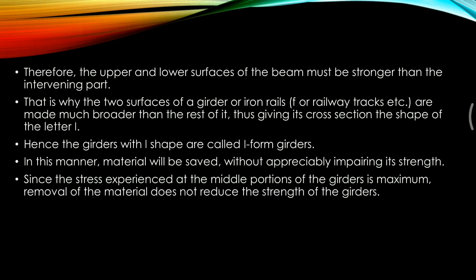That's why the two surfaces of a girder, or iron rails or railway tracks, are made much broader than the rest of it, thus giving its cross section the shape of the letter I. Hence, the girders with the I shape are called I-form girders. In this manner, material will be saved without appreciably impairing its strength, since the stress experienced at the middle portion of the girders is minimum. Removal of the material does not reduce the strength of the girders.